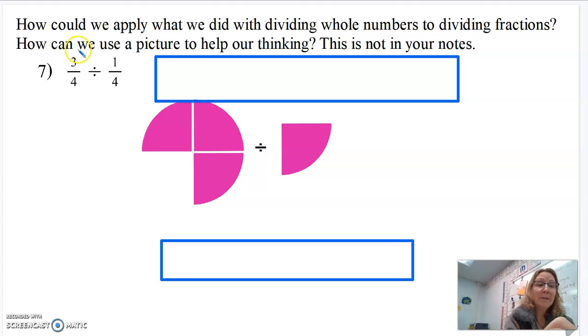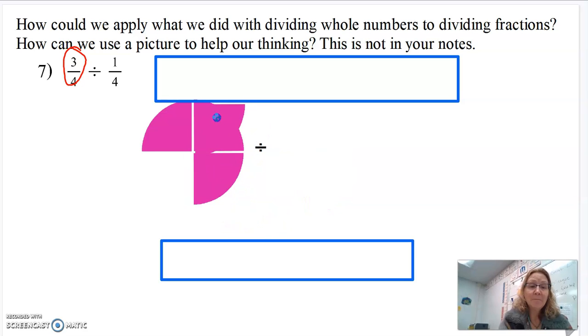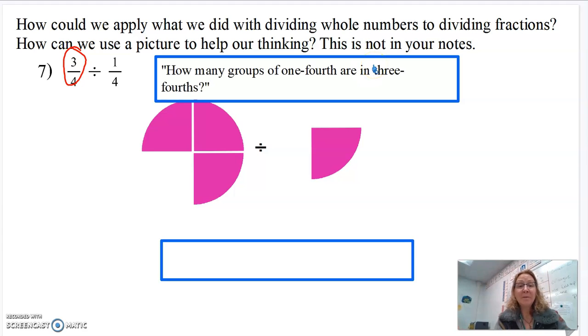Okay, so now I want to move on to a different type of model, where now we're starting off with something that's less than a whole. So I only have 3/4 of something, right? So if I'm trying to figure out how many 1/4 fit in 3/4, you can already see that there's 1, 2, 3 of those pieces fit inside. And the question is asked the same way. How many groups of 1/4 are in 3/4? And you can see that there's 3.